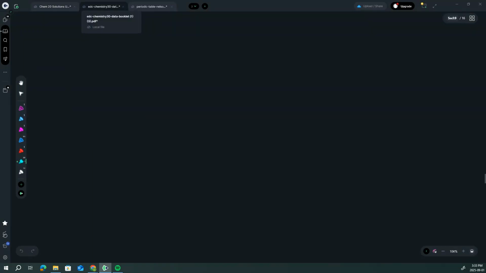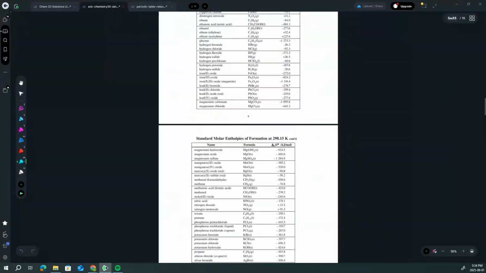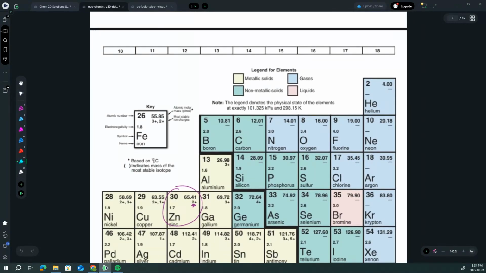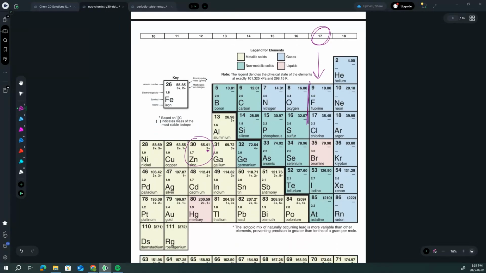Okay, so group 17, let's go back to our periodic table. Group 17 is going to be right here. So that's going to be your fluorine, chlorine, bromine, iodine, and astatine. Those are your group 17 elements. So those are very soluble in water.